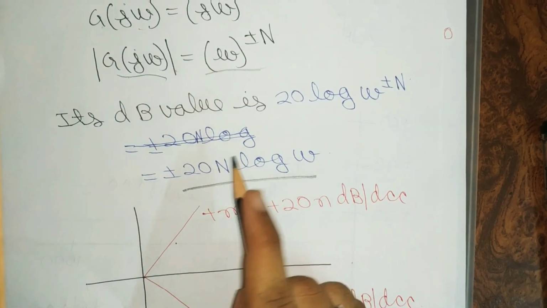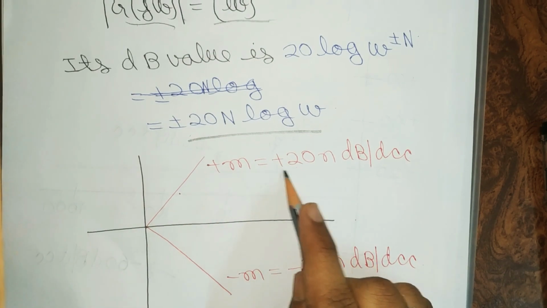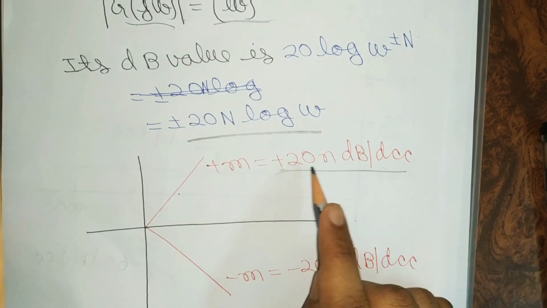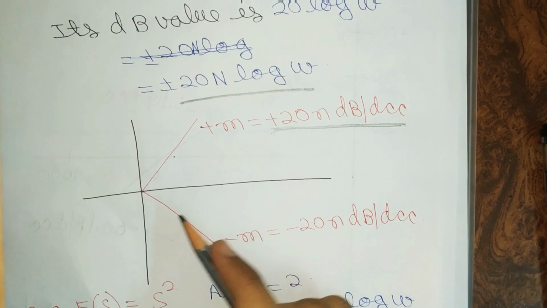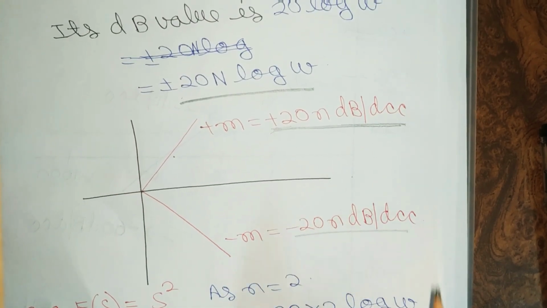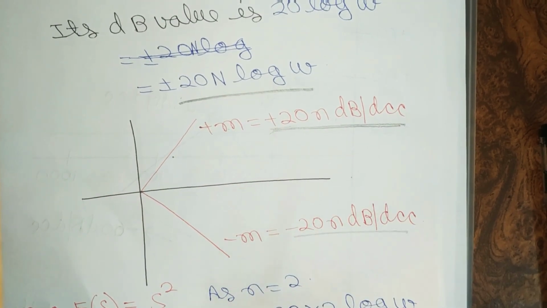See, after putting this in, you will get this. If the dB slope is positive, then it will move toward the upward side, and if it is negative, then it will move toward the downward side. As you say, plus m, minus m, plus 20 dB/dec, minus.